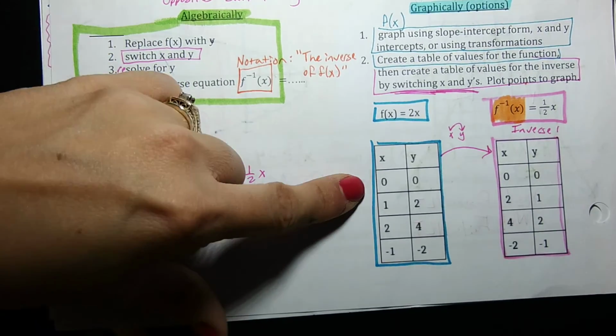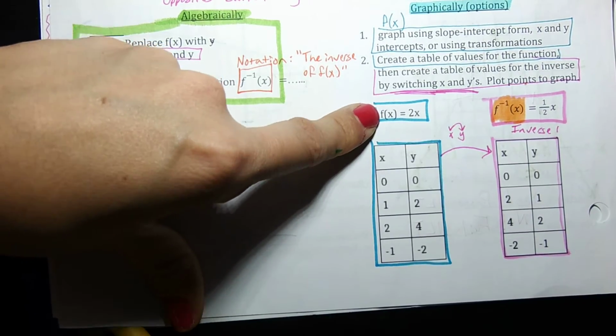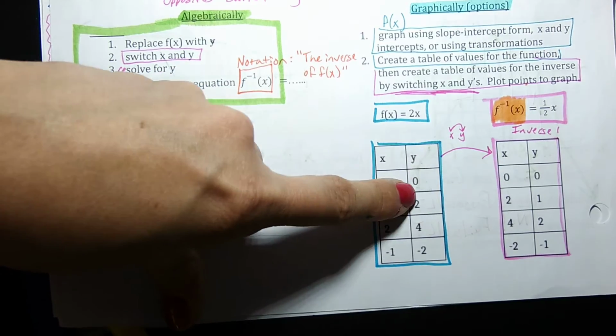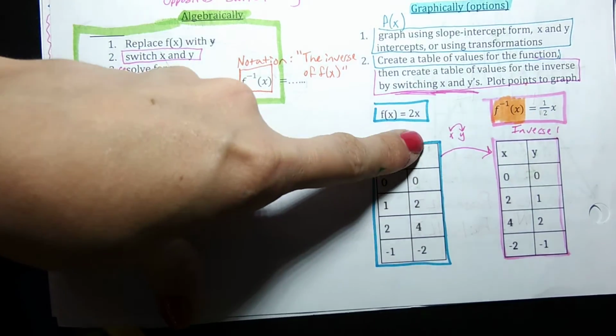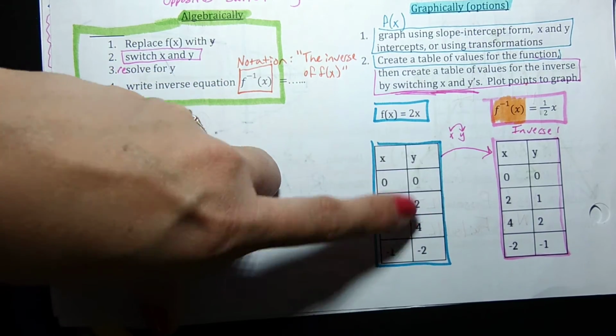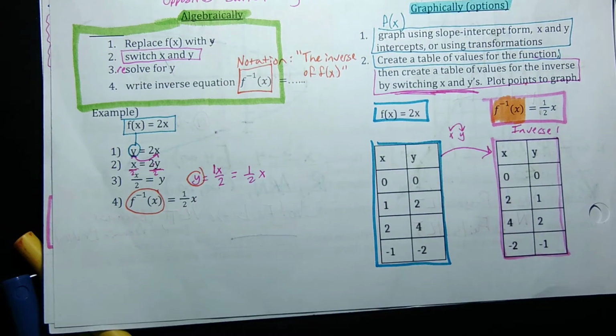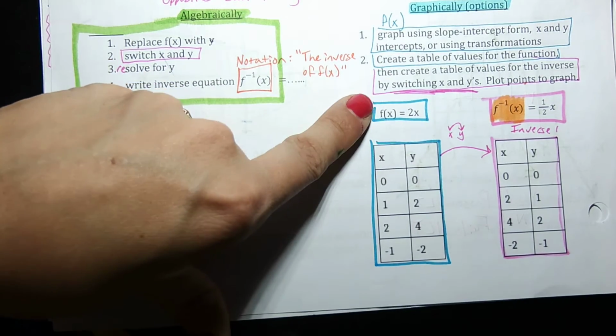So folks, all of these points are points on that linear function. If I plug in 0, I get 0. If I plug in 1 for x, 2 times 1 is 2. If I plug in 2 for x, 2 times 2 is 4 for the output. Plug in -1, 2 times -1 is -2. So there's our input-output table for this line.